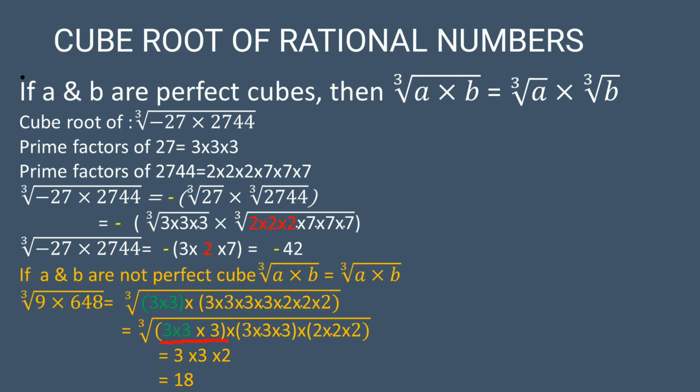The rest of the numbers are there, so make groups of triplets. One more triplet, 3 into 3 into 3, and the last one is 2 into 2 into 2. Now take one factor from each group and multiply them together. You will get 18. 18 is the answer of the cube root of 9 into 648.